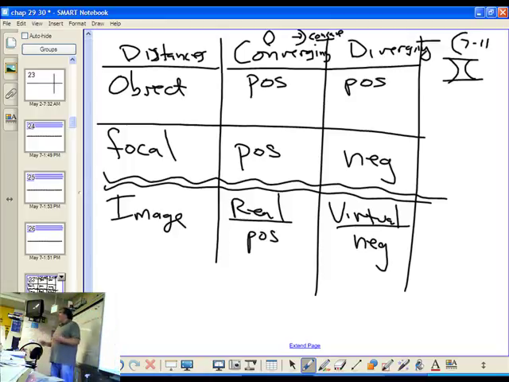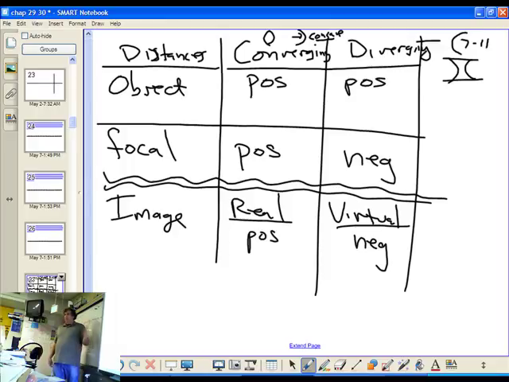Again, we saw that in your lab. All your image distances were positive. Okay? And where the image is depends on lens or mirror. Remember, with mirrors, virtual images are behind the mirror. With lenses, we'll learn that they're on the same side as the object. It's kind of opposite with the real images for lenses and mirrors, too. All right? Questions? Yes, ma'am.